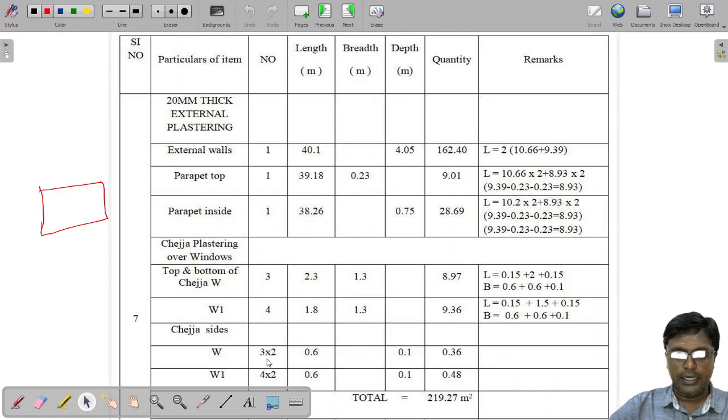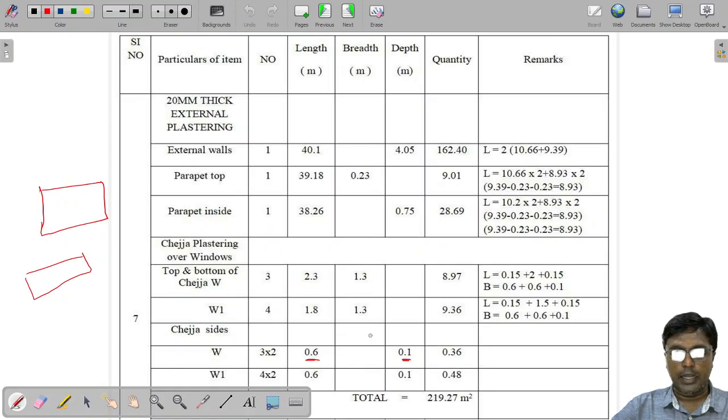So there are 4 W1 windows. For a chajja there are 2 sides, right? So we have to deduct for the chajja on the 2 sides. So 3 into 2, there are 2 sides. 0.6 is the length of the chajja, 0.1 is the width, the depth of the chajja. So please carefully fill the columns where we have to fill and where we don't have to fill. We have to be very careful.